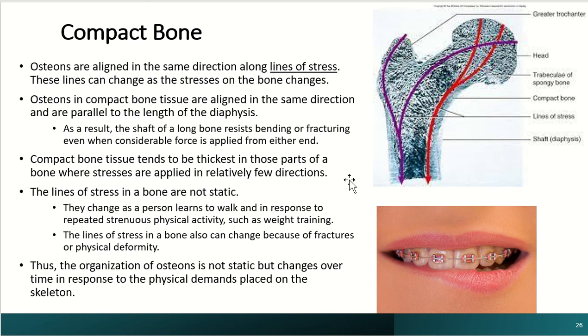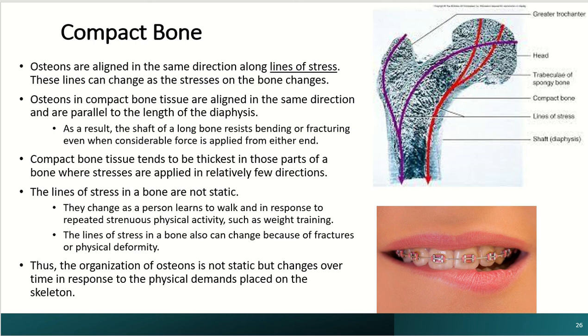So we've mentioned osteons and how they tend to line up along the long axis of the bone. A lot of the time this is due to the lines of stress that that particular bone is going to encounter, because osteons are going to align in the same direction along lines of stress. These lines are going to sometimes change as the stress on the bone changes. So here we can see how the osteons have arranged themselves in the femur, where you can see the lines of stress based on how that bone is attaching the leg to the hip, and how it's redirecting those lines of stress, and how the osteons have arranged to accommodate that. So osteons in compact bone tissue are going to align in the same direction and are parallel to the length of the diaphysis.